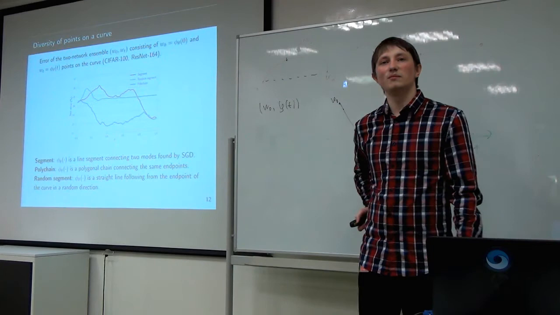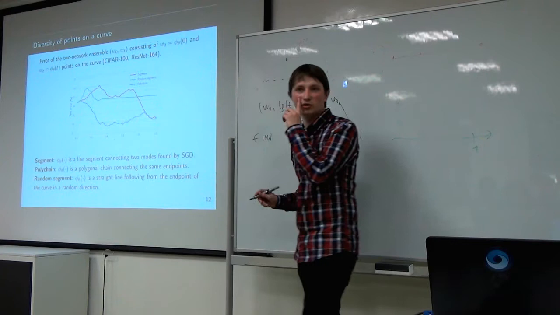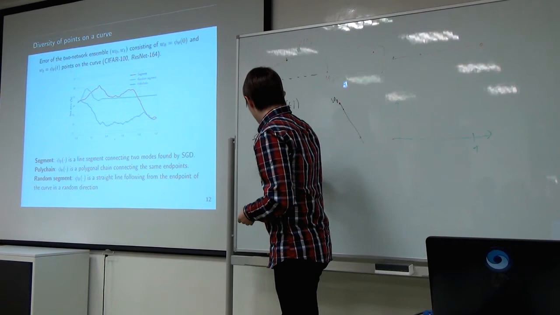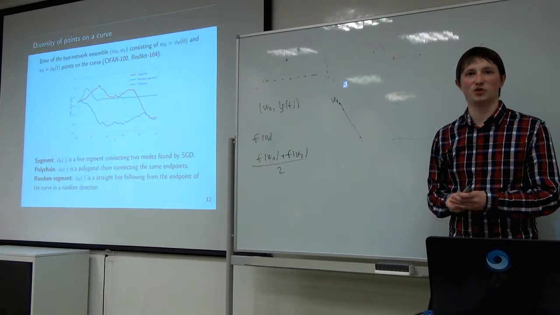Excuse me, what is an ensemble? What does it mean? So let's say f of w is the predictions of our neural network, and we have two neural networks. Then the ensemble looks like that. We use the averaged predictions as the predictions of our ensemble.